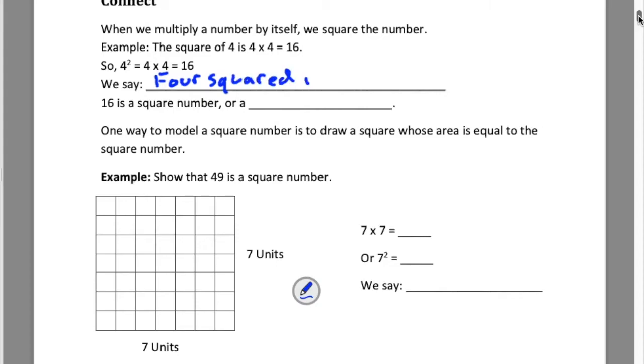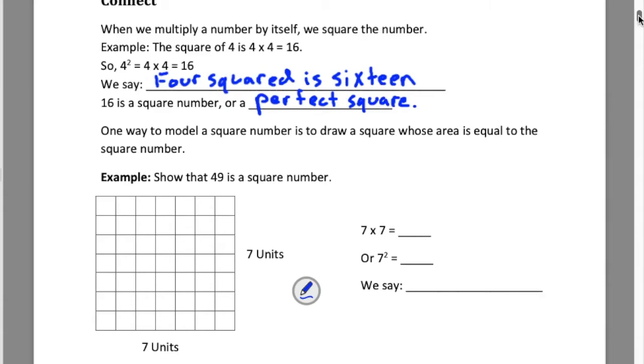Four squared is 16. 16 is a square number or a perfect square. In our examples below here, hopefully we'll start to understand that a little bit more. One way to model a square number is to draw a square whose area is equal to the square number. If we look at our example question, it says show that 49 is a square number.